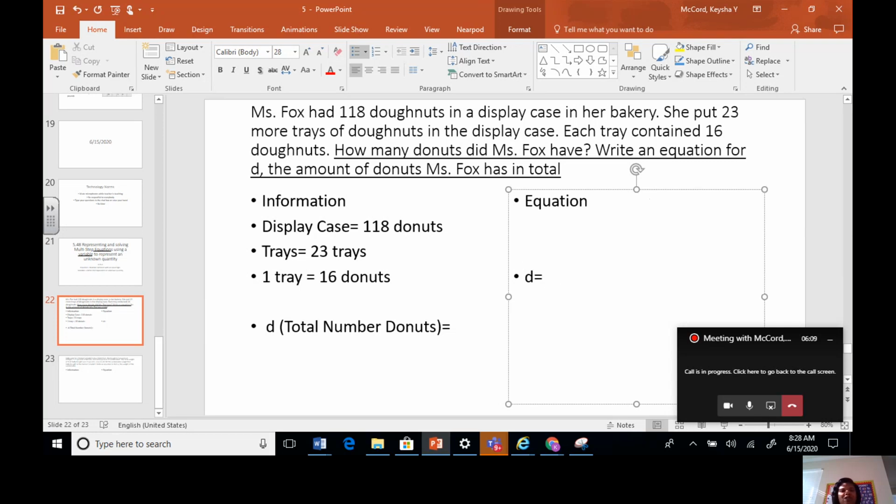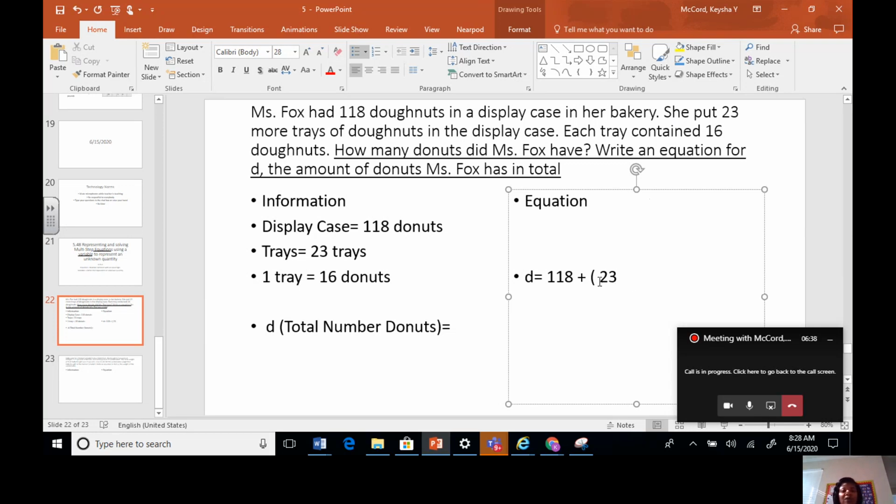So first piece of information, I know she has 118 donuts. That's what she started out with. Well, she put 23 more trays of donuts. So that means, what is she doing to her display case? Is she taking out donuts or is she adding donuts? She's adding more donuts. So I'm going to add, and I'm going to put 23. Now remember, this is 23 trays, not 23 donuts.